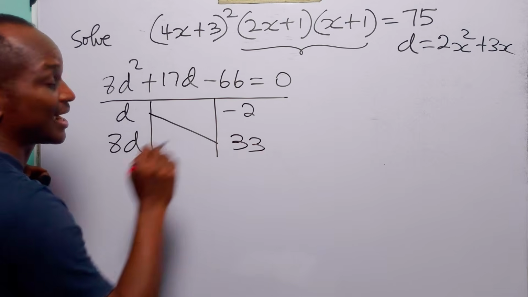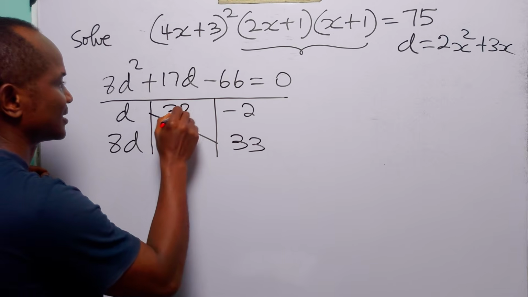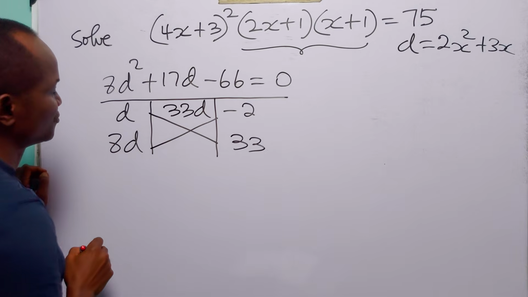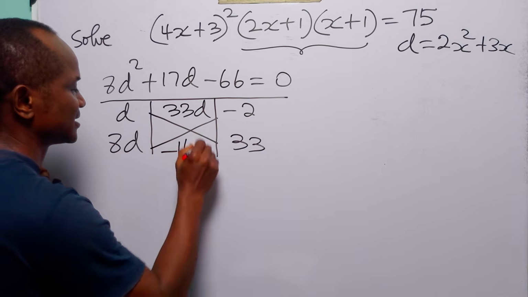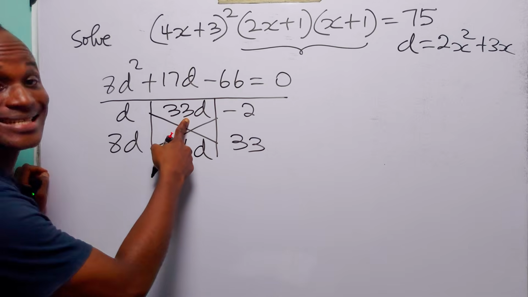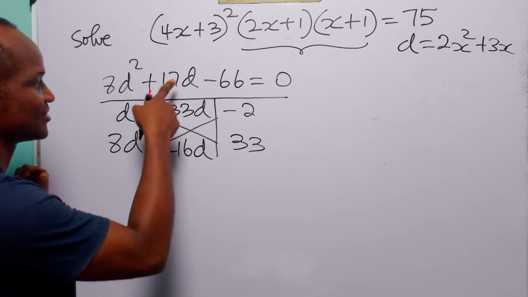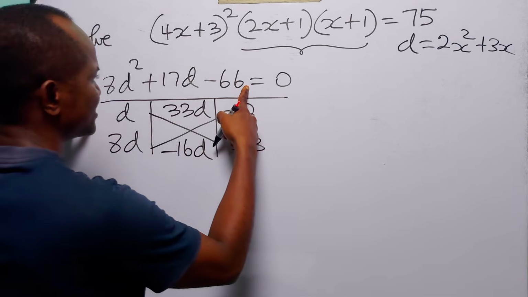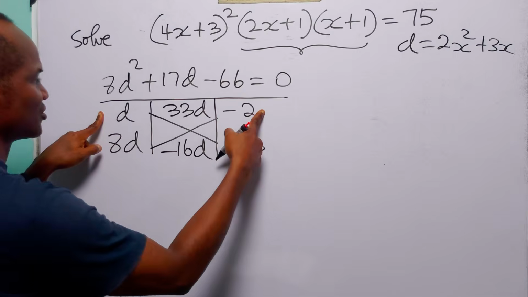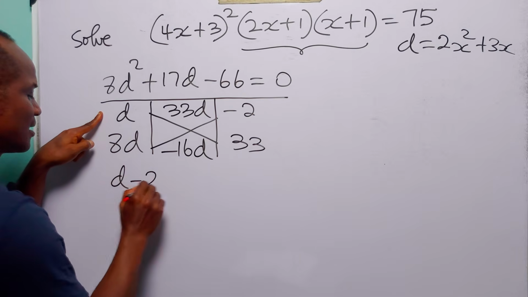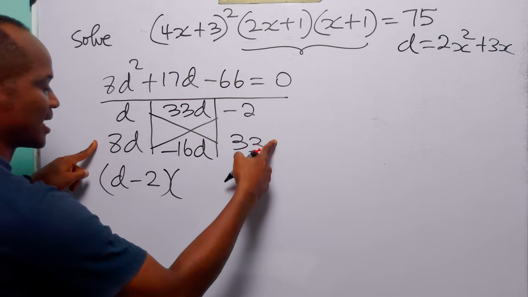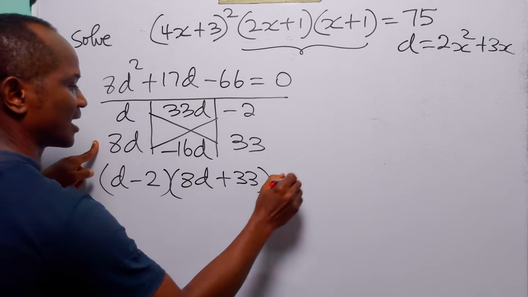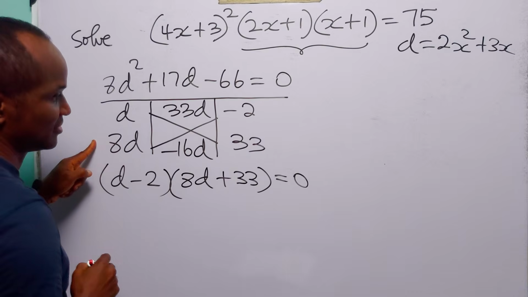Now, d times 33 is going to give us 33d. 8d times minus 2 is going to give us minus 16d. 33d minus 16d is going to give us 17d. That means that when we factorize the left-hand side of this quadratic equation, we have d minus 2 times 8d plus 33. And of course, this is equal to 0.